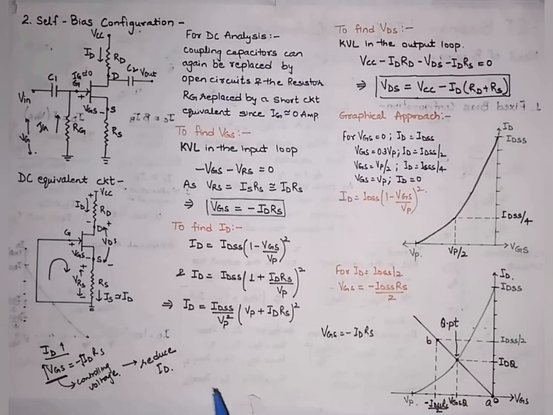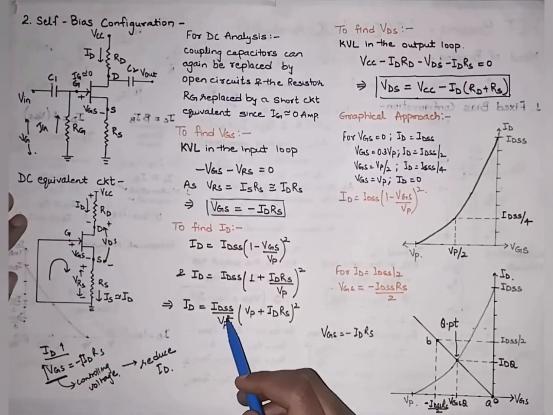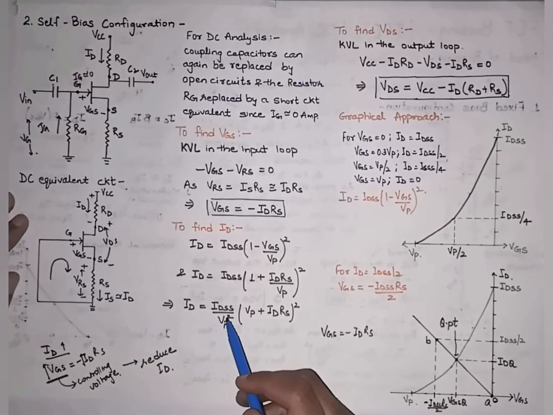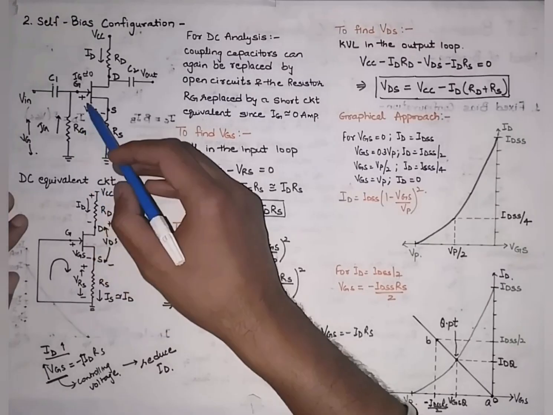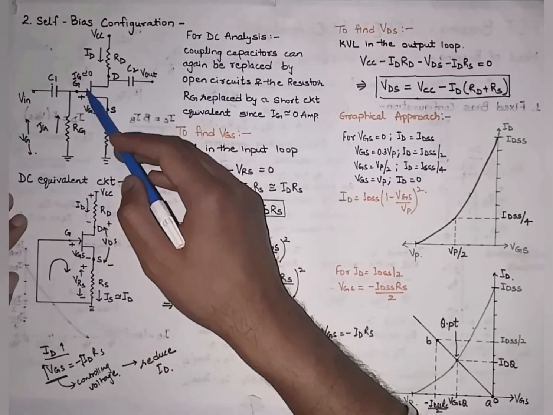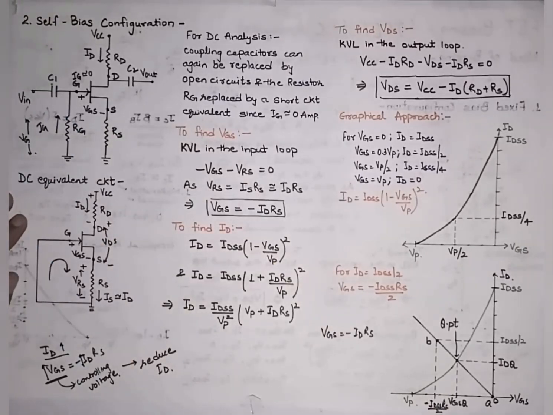For the DC analysis, these capacitors C1 and C2 will be open circuited because of infinite impedance, and this resistor RG will be replaced by a short circuit because IG is very small for this, and when IG is small, the drop across it will be small and it will be equal to 0.